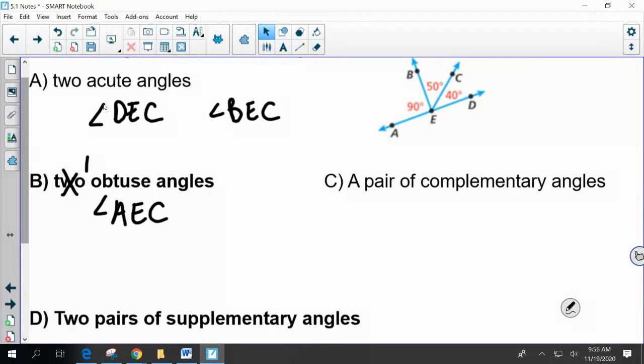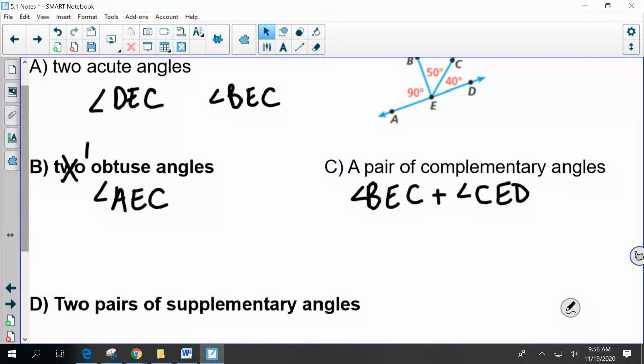Okay, a pair of complementary angles. Complementary pair. Kaden. BEC. Okay. And then CED. Okay, and then 2 pairs of supplementary angles. Yes. AEC plus CED. AEC plus CED, correct? Anybody see another pair?